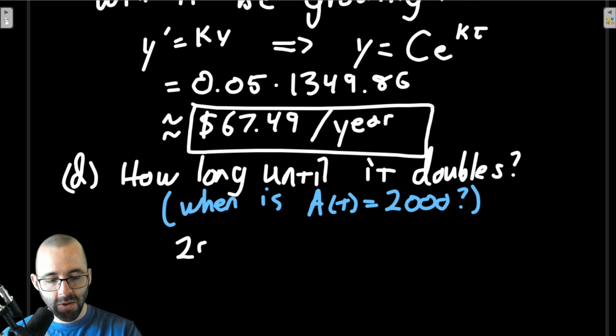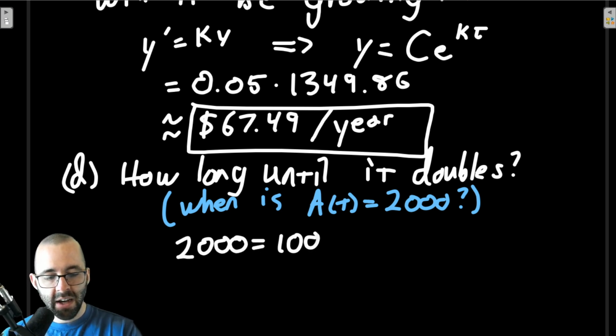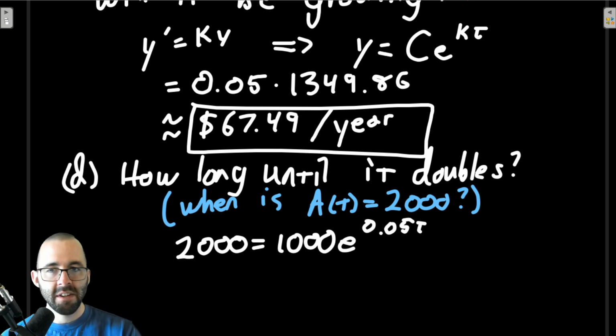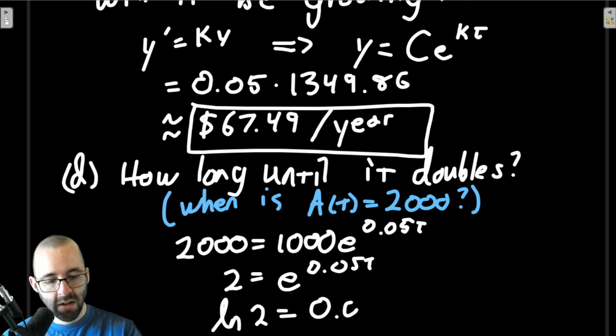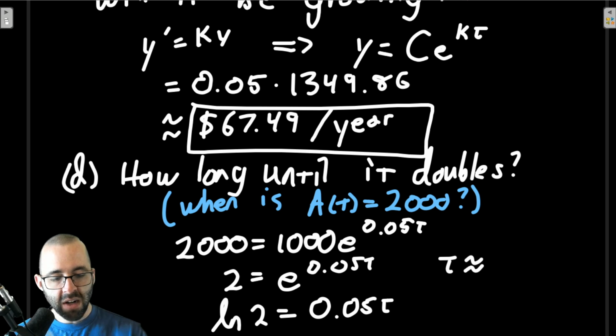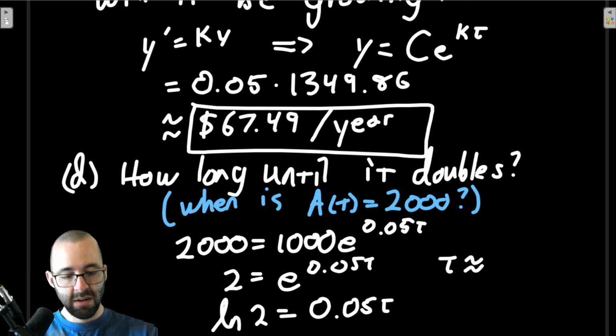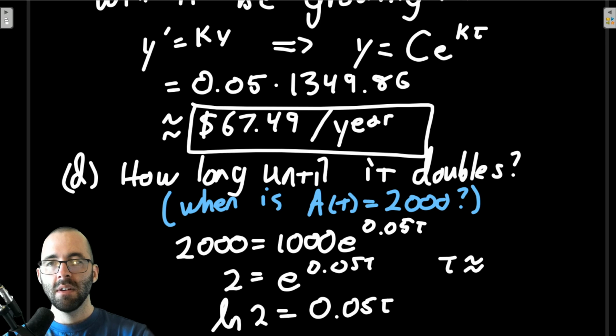Okay. So 2,000 equals 1,000 times e to the 0.05 times t. Solve this exponential equation. Always the steps are the same. We divide everything by 1,000. We've been doing a lot of these now. We take the natural log of both sides and we divide by the coefficient. We get that t is going to be approximately the natural log of 2 divided by 0.05, which is 13.86.